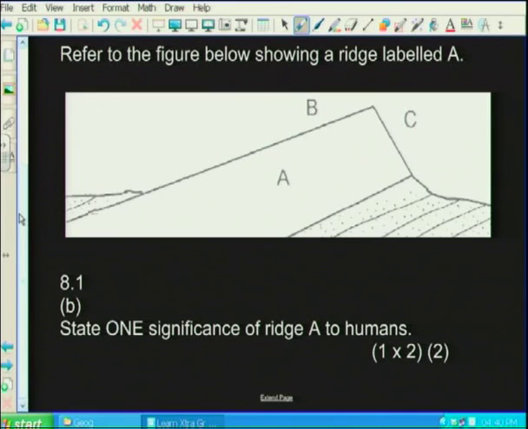Okay, moving on to question 8.1b, it says, state one significance of ridge A to humans. We have had a similar question from previous questions that we've already looked at. So just a reminder, some of the options that you can give in this question would be things like the slope was used in times of war to protect the settlements from an attack. We could also farm in the soft, fertile plains between the ridges, so our gentle slopes. And thirdly, you could also mention that water traps which act as artesian basins between those ridges also make it very good for farming.